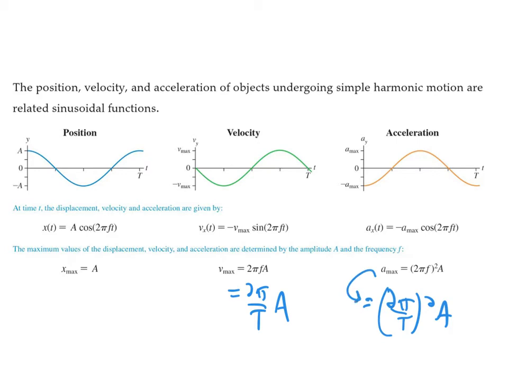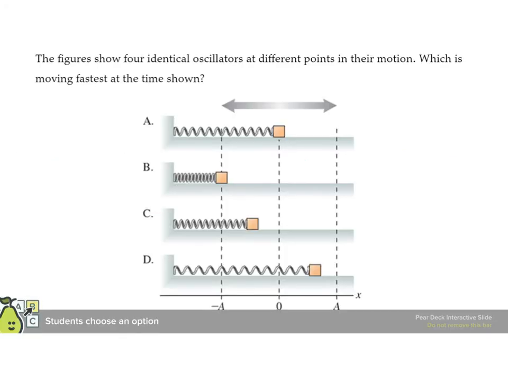So the rest of this video is going to be doing some of these problems, just giving some thought to what these things look like. Alright, the figures show 4 identical oscillators at different points in their motion. Which object is moving fastest at the time shown? Well, we know that the maximum in the velocity curve is going to occur at a zero of the position curve. That's a general feature of sines and cosines compared to each other. So wherever it's at its origin is where it's going to be going fastest, and we can see that that is here.